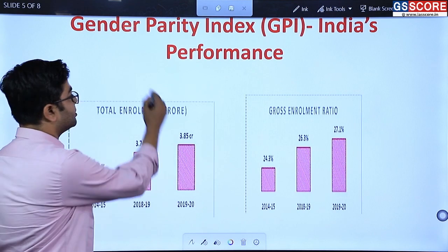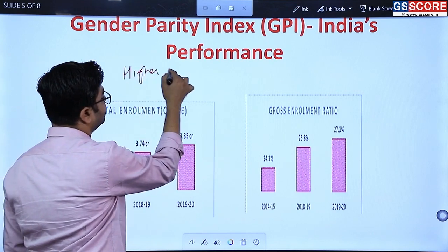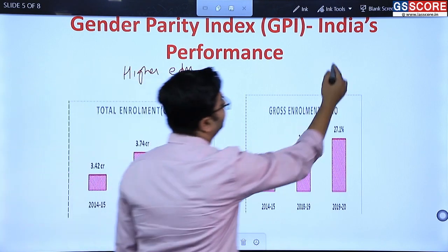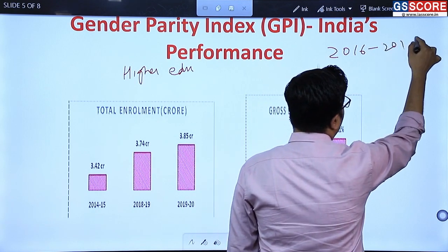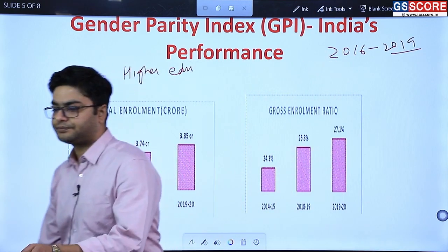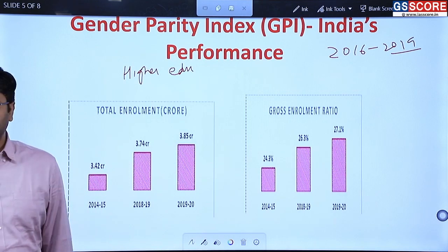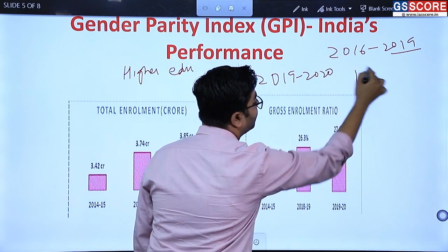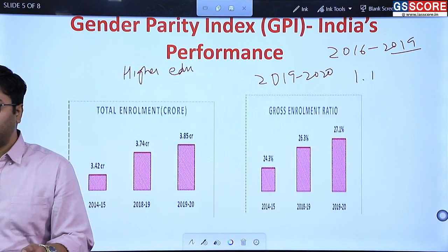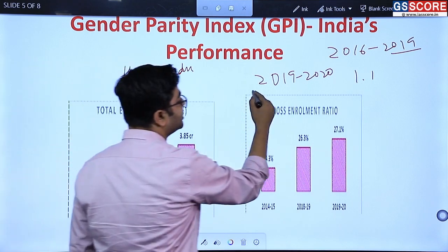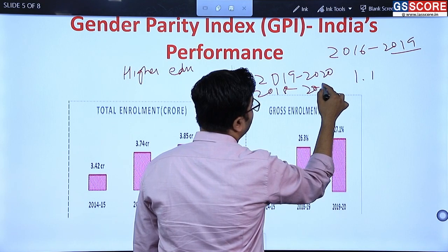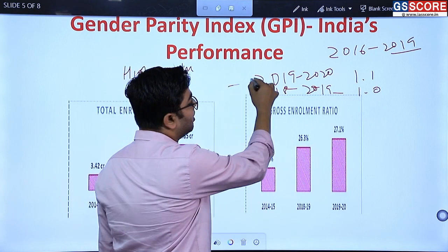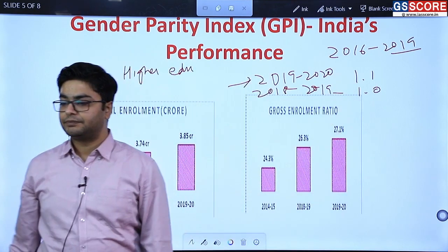So, for higher education, and these are the figures largely from 2016 to 2019. Higher education in 2019-2020 stood at 1.1, and the figure in 2018 vis-a-vis 2019 was 1.0. So, a certain parity in favor of women.